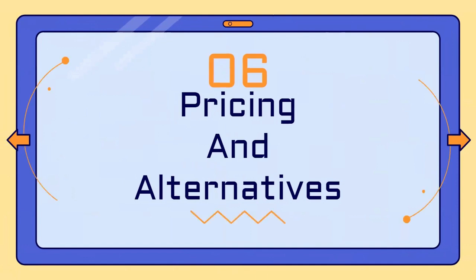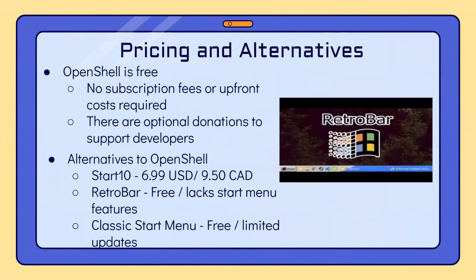Pricing and alternatives. OpenShell is free. There is no subscription or upfront costs required, but there are optional donations to support developers. Some alternatives to OpenShell are Start10, which is $6.99 USD, or for our Canadians, $9.50 Canadian. Retrobar, which is free, but it lacks any Start menu features. And Classic Start Menu, which is free, but it has very limited updates.